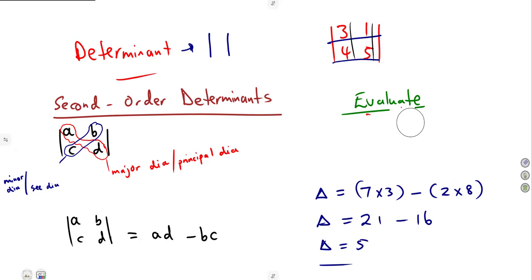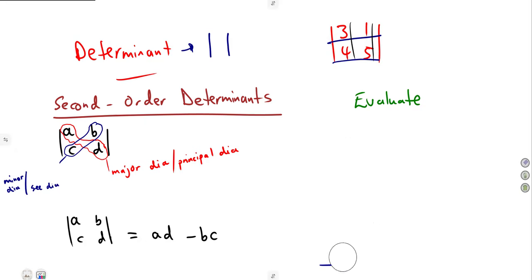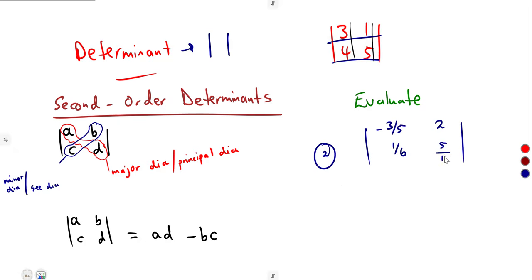All right, let us consider another question still on evaluating. Let us say we're given something like this. Questions, guys, are just direct. Do not even worry about this. Just do revision, more questions, right? So we are given minus 3 over 5 and 2, and also 1 over 6 and 5 over 12. The question is to evaluate. Like I said, it simply says determine the determinant.